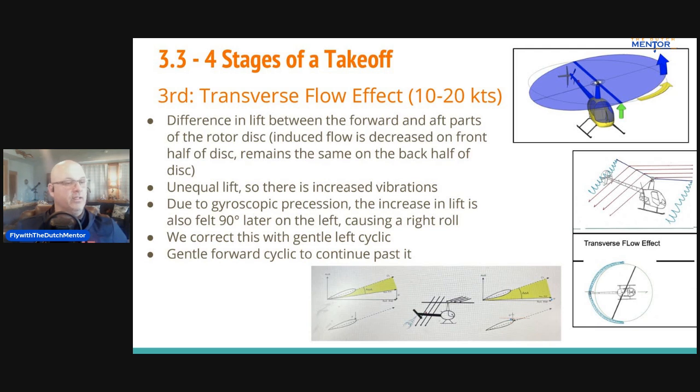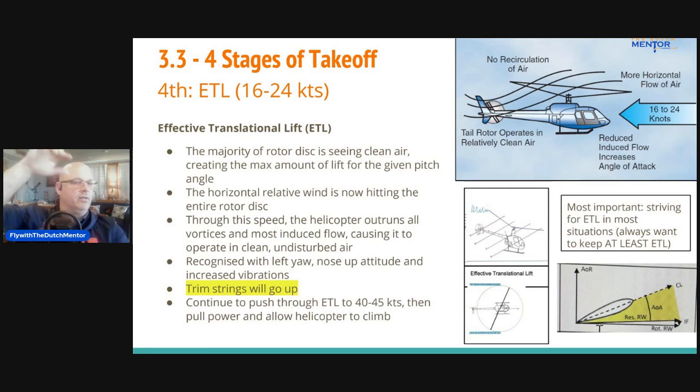We can then correct this with a gentle left cyclic and gentle forward cyclic as we push, as we call it, we push our way past this. And the key thing is not to let the helicopter rise at this point. We have to push through this moment at the same level attitude in order to gain the greatest amount of efficiency, as the air inflow from the top down is going to be pushing all of the vortices behind us. And once that takes place, between 16 and 24 knots, we are picking up the cleanest of air, and that's where the vibrations will stop.